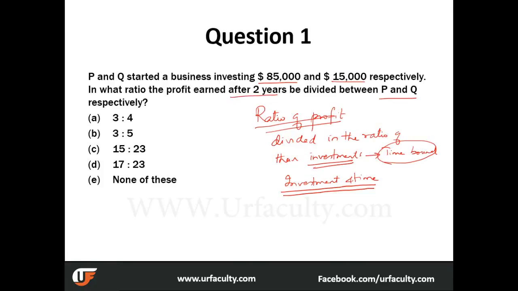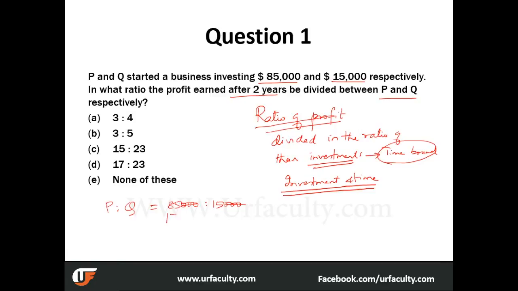So here the time is a constant. Why? Because P and Q have remained invested for a period of 2 years. So there's no change in the tenure between P and Q. So what are we left with? We just need to understand if the invested amounts are different. Yes, the invested amounts are different. So how different are they? We just need to apply ratio here. So the ratio of amount invested by P and Q, P is to Q is equal to what? 85,000 is to 15,000, right? So they have invested in the ratio of 85 is to 15. If you divide by 5, it is 17 is to 3.